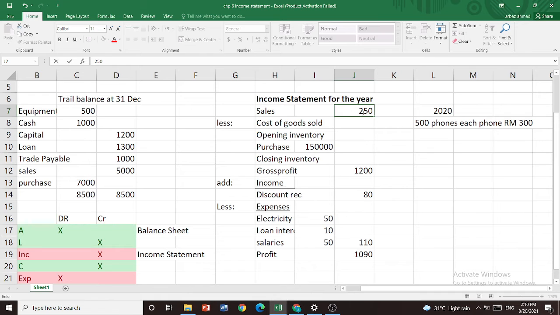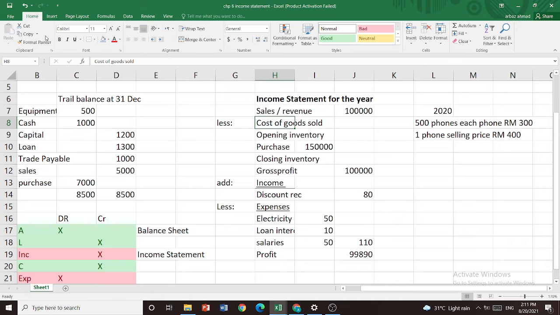Maybe you sold 250 phones, and one phone's selling price is RM. You bought it for 300, so you have to make the price higher, right? So maybe you sold it for 400, so you sold 250 units. Let's say you bought 500 units, but you only sold 250 units at 400 each. So that is going to be your revenue, your sales. Okay, sales or revenue.